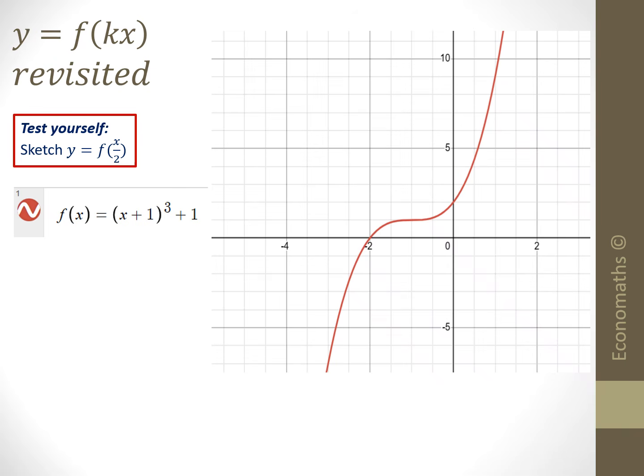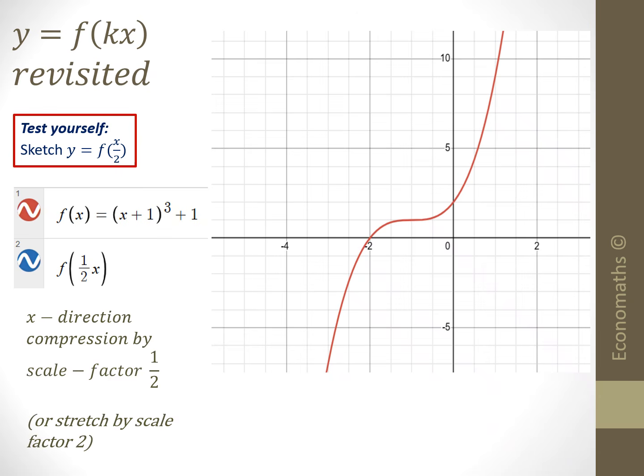Okay, so first off, let's revisit this transformation y equals f of kx, with k multiplied by x inside the function. This was our test yourself question last time, where we had this cubic function f of x equals (x plus 1) all cubed, plus 1. And we asked, what is this graph going to look like after applying the transformation f of half of x, or half of x inside the function? So where this k in our transformation f of kx is a half.